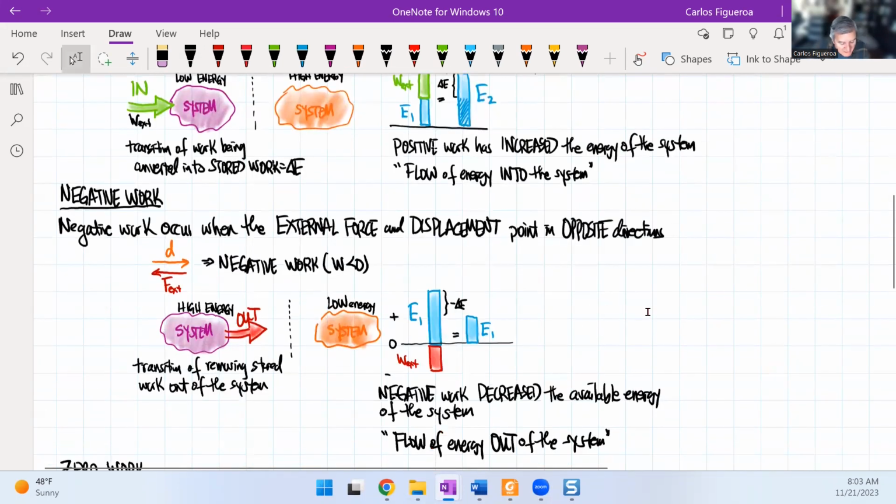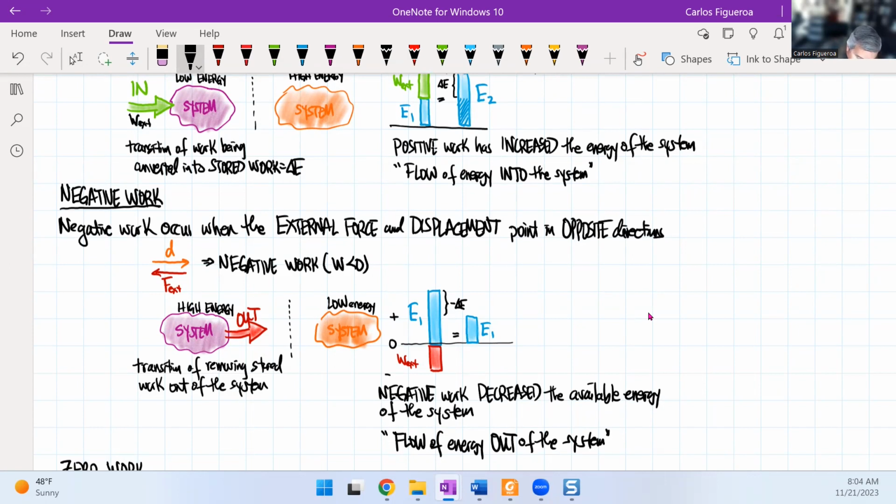Now, if I go to negative work, that occurs when the external force and the displacement point in opposite directions. So here you could see that the displacement and the external force are in different directions. They're different by 180 degrees. This negative work means that the work is now negative. Again, work is a transitional thing. So what is the transitional thing?